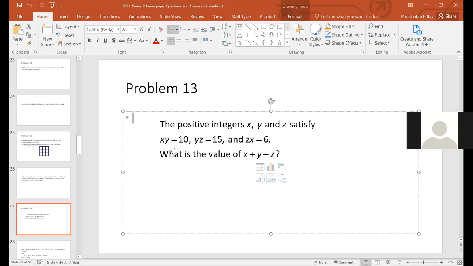So let's just read these equations in words. You've got the product of two of them is 10, another two, and another two. So the product of any two, because x, y, and z take care of all three possibilities, x, y, z. Product of any two of the numbers is given. And the question is, what is the value of x plus y plus z?